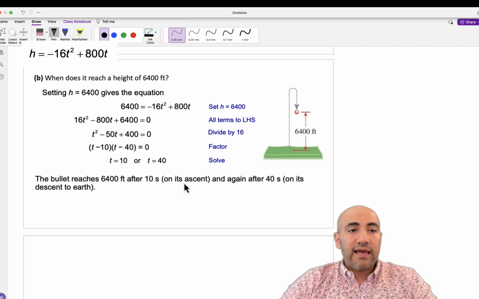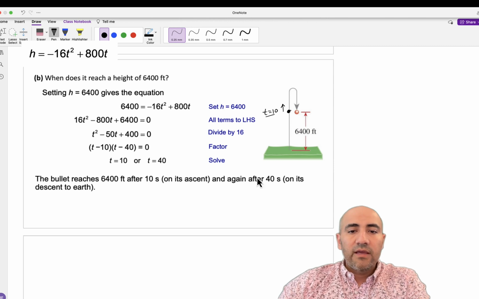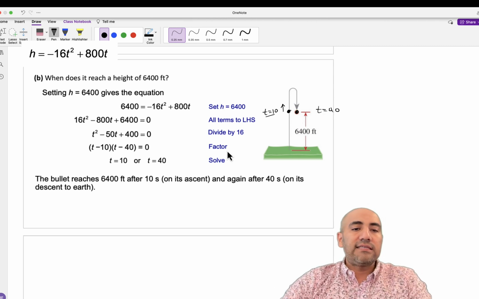So this tells us that it will reach 6,400 feet at two different time points: at t equals 10 seconds, and at 40 seconds. On the way up, at t equals 10 seconds, it reaches a height of 6,400. That corresponds to this one. And then it keeps going and comes back down. On the way down, at t equals 40 seconds, it reaches the same height again, 6,400. So that's why there are two solutions. At t equals 10 and at t equals 40, the bullet will reach 6,400 feet.